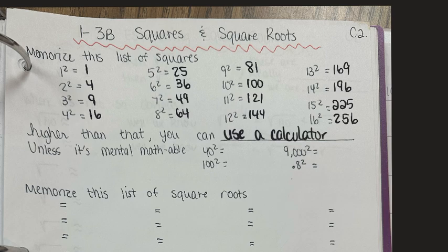Unless it's mental mathable. So 40 times 40 is definitely bigger. You know, it's not on this list. But I bet 40 times 40 you could do in your head. 4 times 4 is 16, and add 2 zeros. So even though it's larger than this, you don't have to pull out a calculator. 100 times 100, how many zeros is that going to have? 4 zeros. 100 times 100 would have 4 zeros and be 10,000.